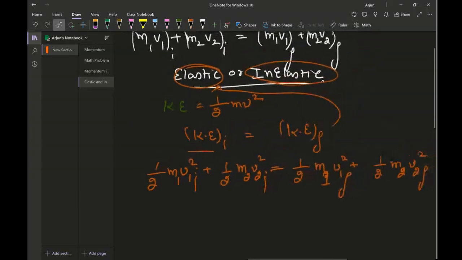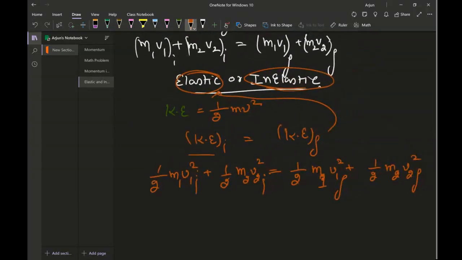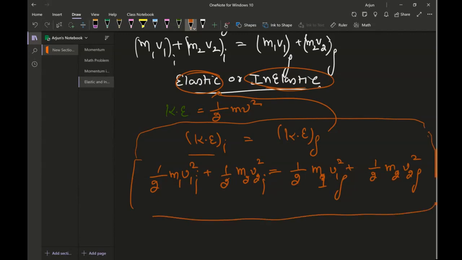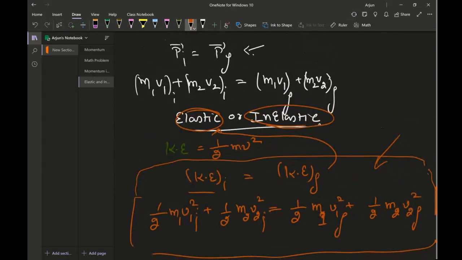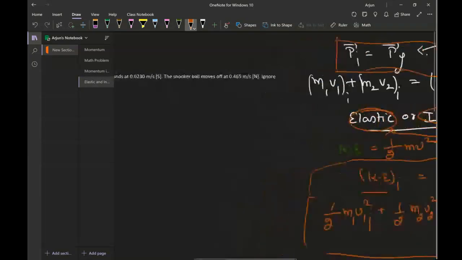So this equation will only be used to find out whether the collision is elastic or inelastic, or if you are given that the collision is elastic, then you can find the missing parameter by using this equation. But this equation will only hold good for elastic collisions, whereas the momentum equation will hold good to find velocity or mass at any time, whether the collision is elastic or inelastic. So hopefully you are clear about when to use which equation.